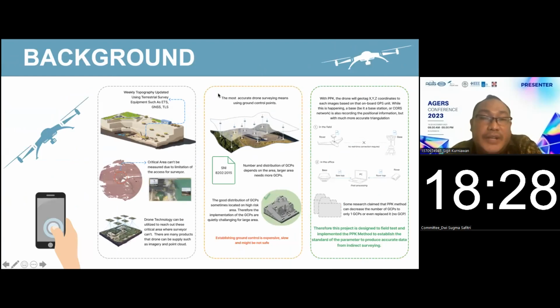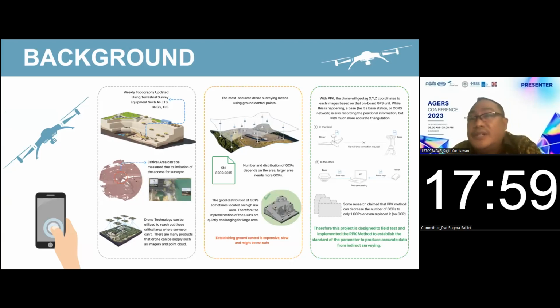Before, weekly topographic updates used terrestrial survey equipment like terrestrial laser scanner, GNSS, and total station. But critical areas cannot be measured due to limited access for surveyors for safety reasons. Drone technology can be utilized to reach these critical areas where surveyors cannot. There are many products that a drone can supply, such as imagery and point cloud.